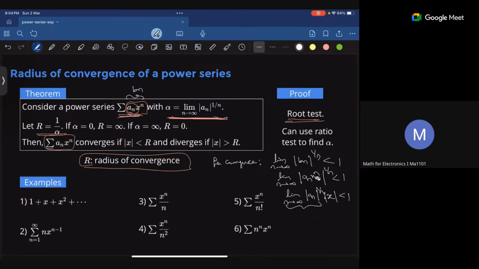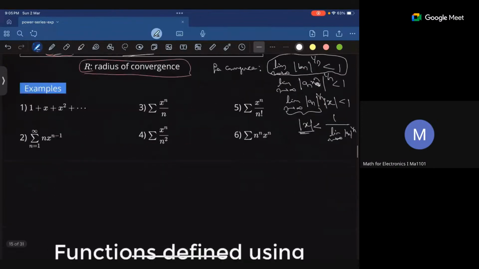You can take this to the right hand side, and you will get mod x less than 1 by limit n tends to infinity of mod a_n whole power 1 by n. This limit is nothing but alpha, that is what we have said, and 1 by alpha is nothing but R. So if your mod x is less than R, then we satisfy this condition, and this condition implies our series will converge. Therefore, mod x less than R, our series will converge. Mod x greater than R, our series will diverge. That's it, as simple as that. Okay, so there are multiple examples.